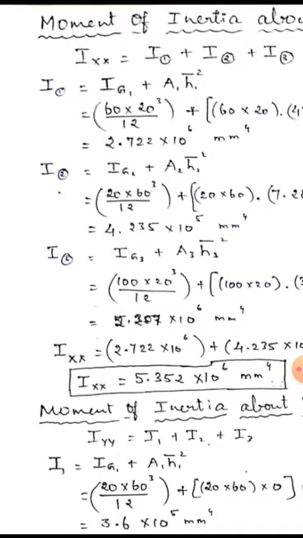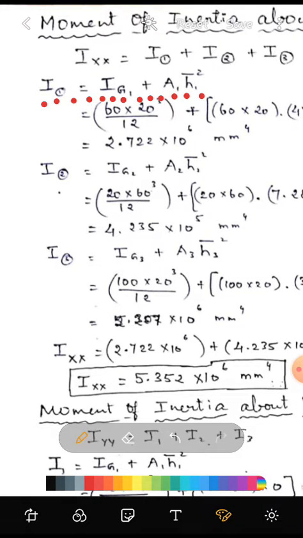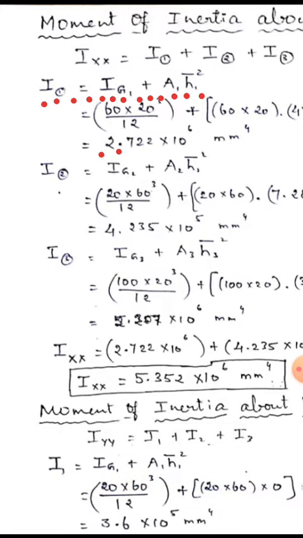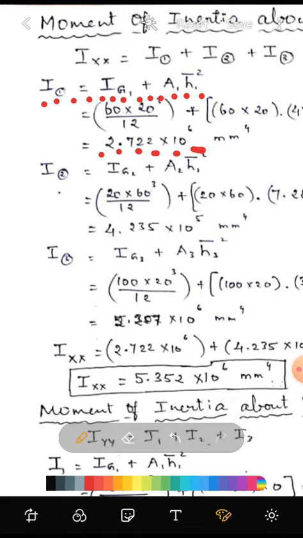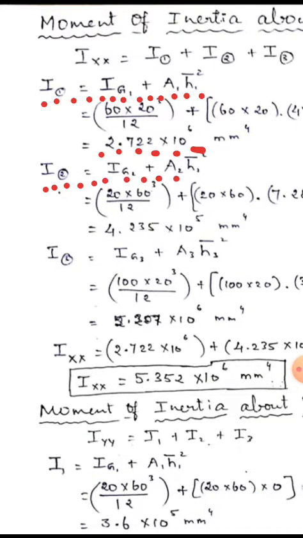So with the help of this theorem we can say that the moment of inertia of the first rectangle with respect to the global centroidal axis is the moment of inertia with respect to its local centroidal axis plus area times h bar squared. If we plug everything into this formula, we get this value, and likewise the moment of inertia of the second rectangle and of the third rectangle with respect to the global centroidal axis.